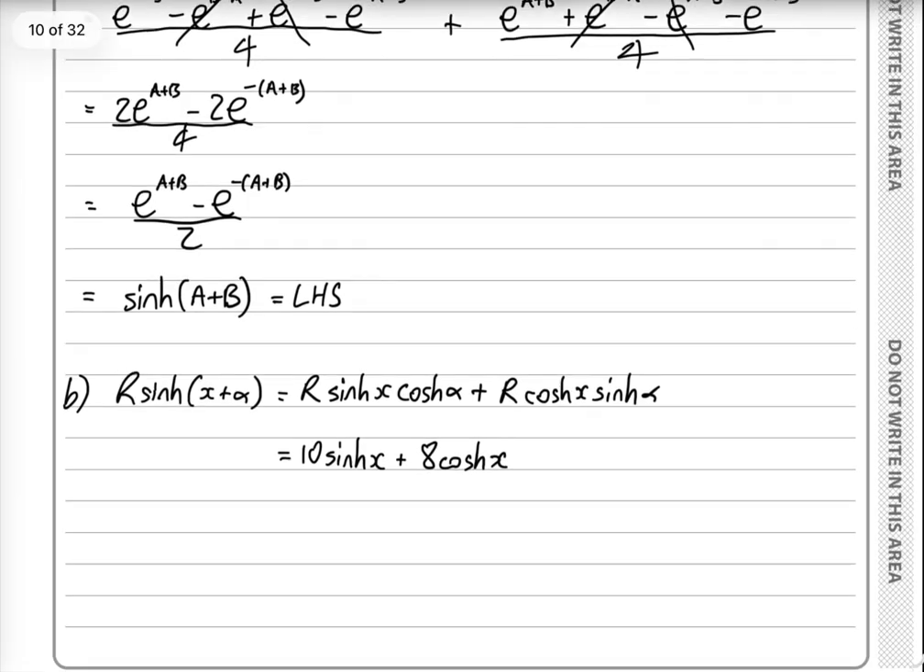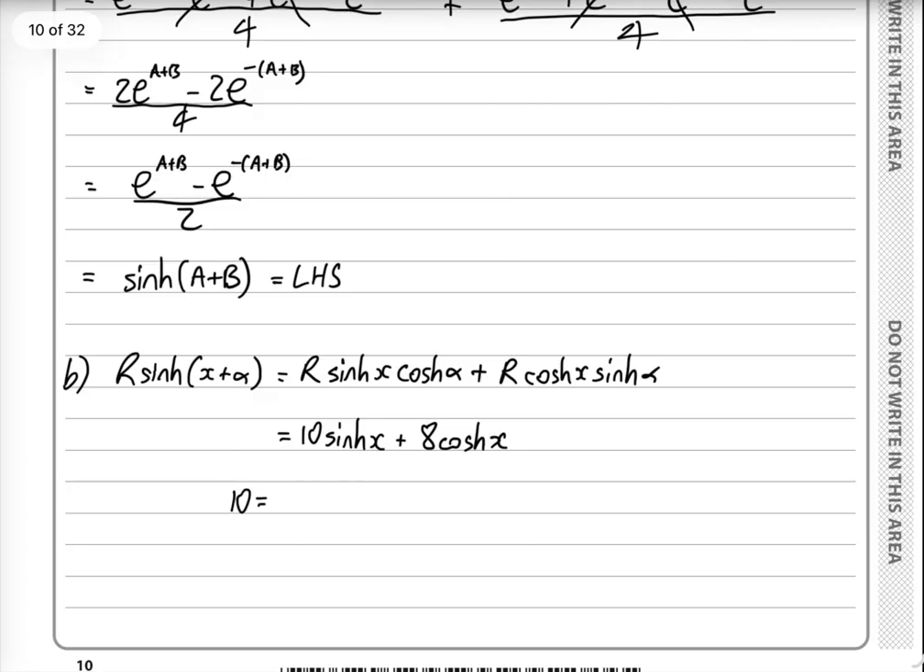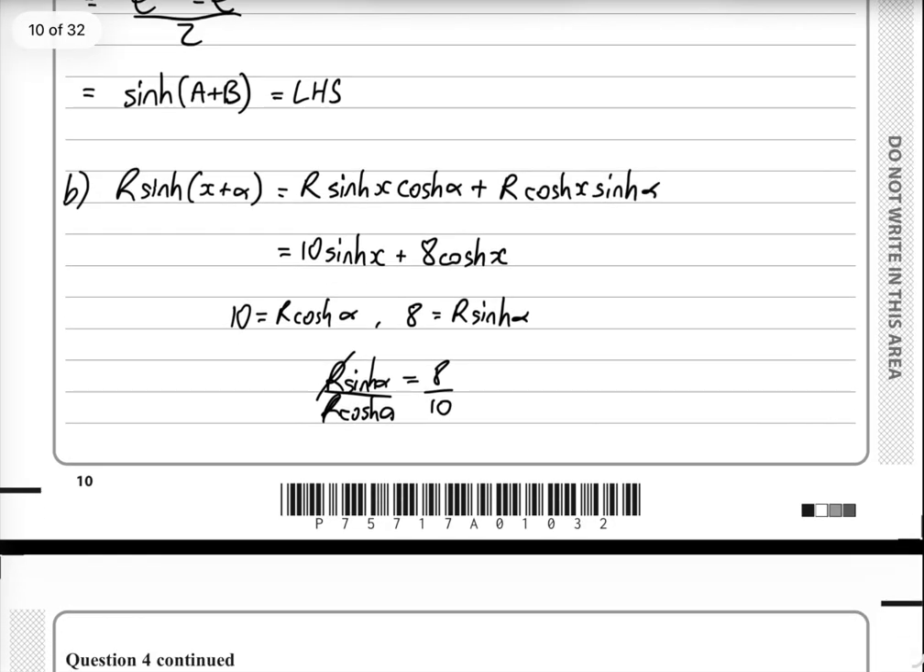So comparing these two, we can see that 10 must equal r cosh alpha and 8 must equal r sinh alpha. Dividing through, r sinh alpha over r cosh alpha is equal to 8 over 10. That gets rid of the r's, and we get tanh alpha equals 4 over 5.